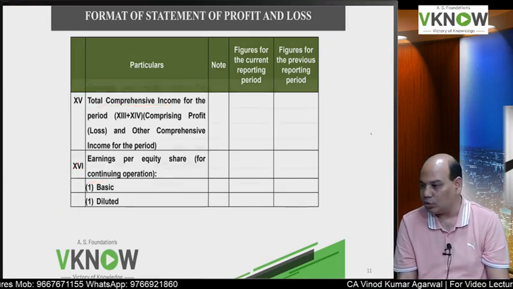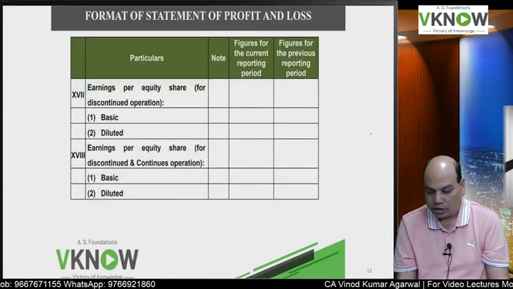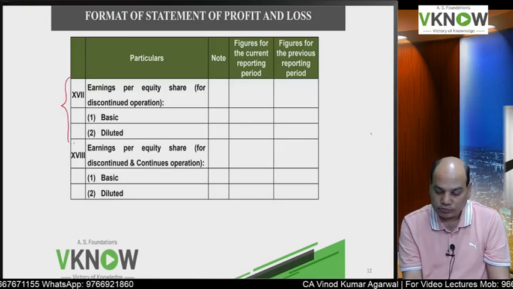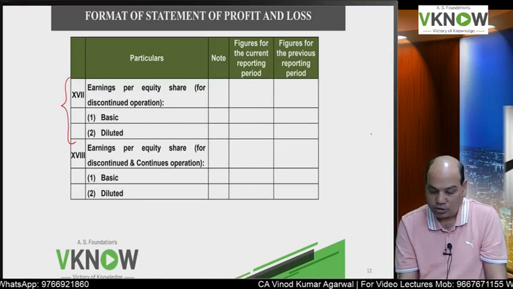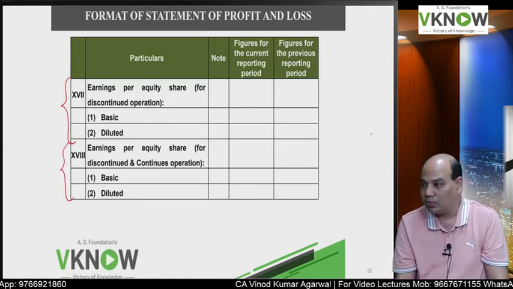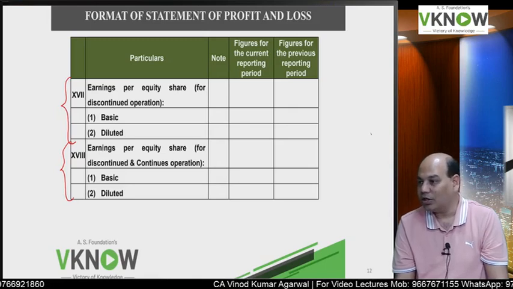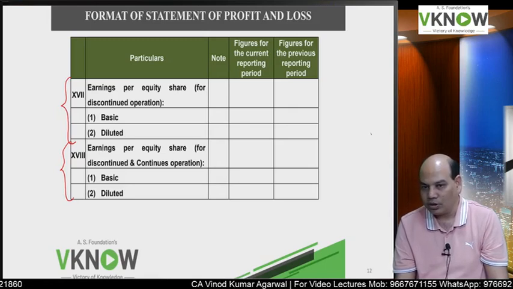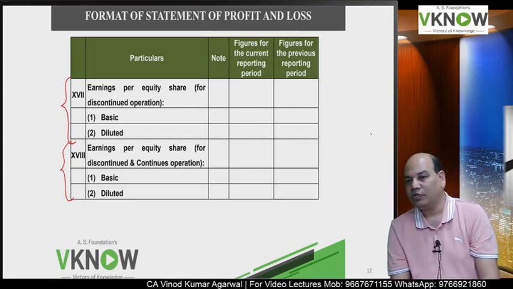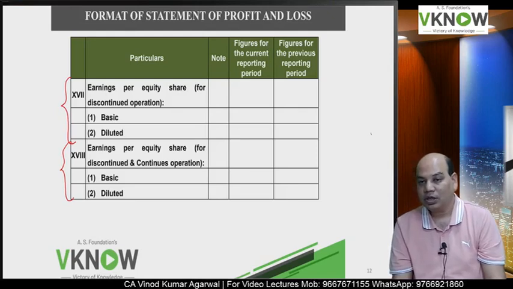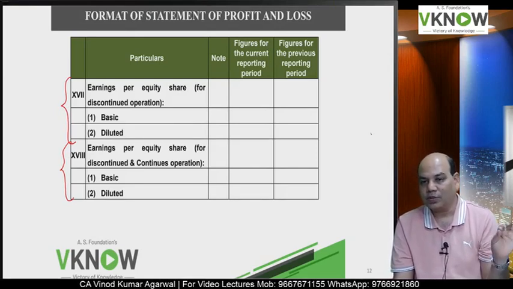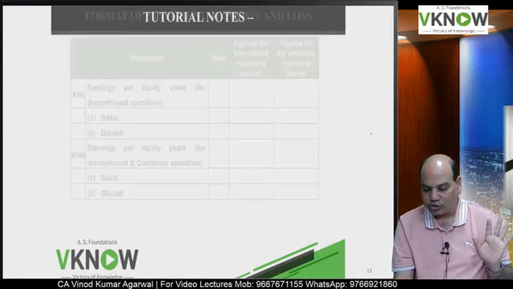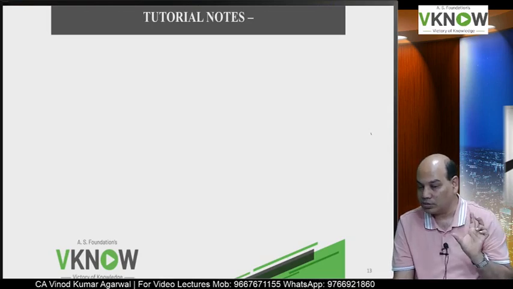Both basic and diluted EPS you have to disclose. Then you have to also disclose EPS for discontinued operation, both basic and diluted, and you will also disclose the EPS for continuing and discontinued operation, basic and diluted. EPS is a very important number because the share price of the company is affected by the earning per share. So that is why there is a standard also. It is calculated as per Ind AS 33 and it is disclosed on the face of the P&L account.